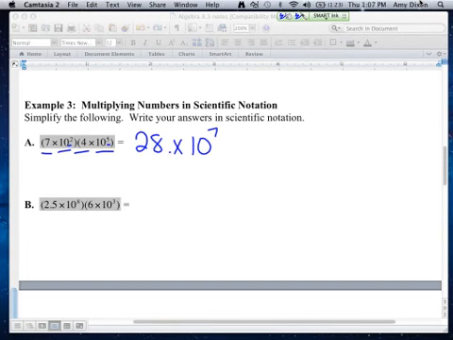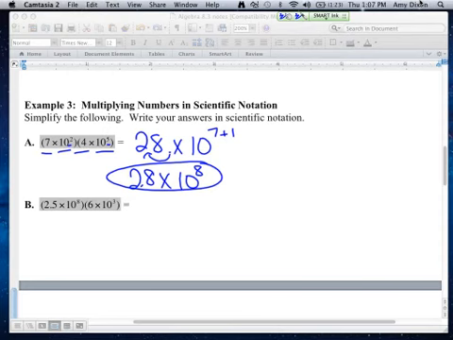My decimal's here. I want it here because we need that leading number to be between 1 and 10. So we move it 1 to the left, which means what do I do to the exponent? Plus 1. So you get 2.8 times 10 to the 8th power. Now we're done.